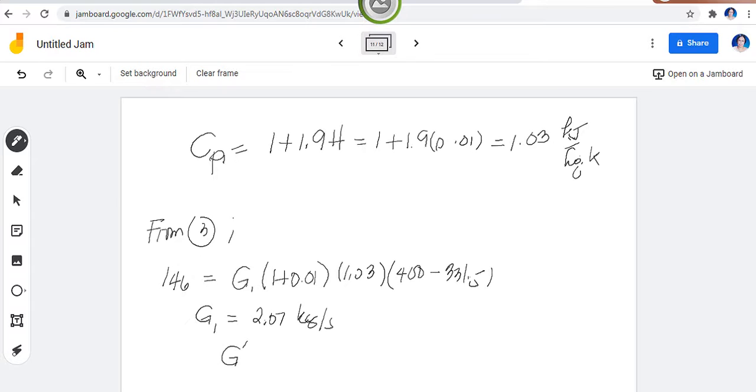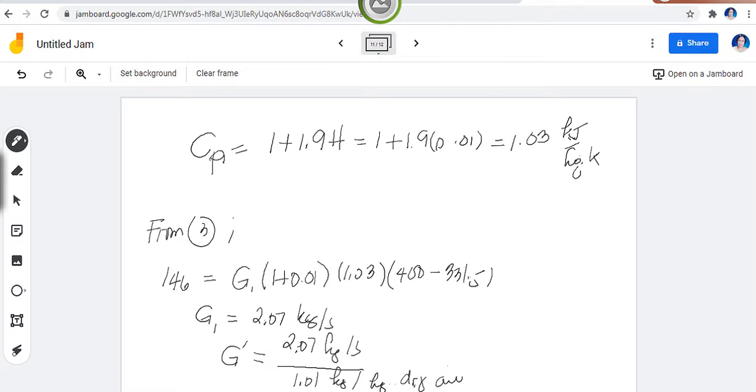So in this case, the G prime would be equal to, all you have to do is divide the 2.07 kilogram per second by the total amount of air and water vapor. And the total amount is 1.01 kilogram per kilogram dry air. Now you may wonder, where did you get the 1.01? Remember the humidity of your air is 0.01 kilogram water per kilogram dry air. So if you get the sum of the total, that would be 1 kilogram dry air plus 0.01 kilogram water. So that would make it 1.01.